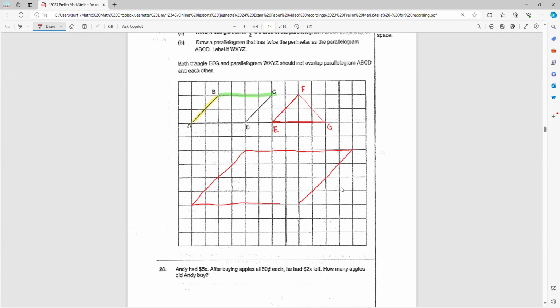Okay, please use a ruler to do this. And then label it W, X, Y, Z. Make sure they go in order, like in sequence. Okay, you can't have W, X, Y, Z mixed up. No, it has to go in sequence.